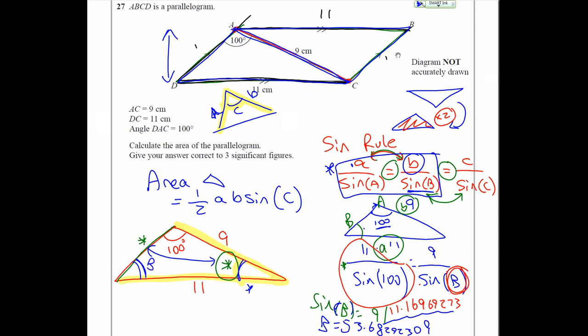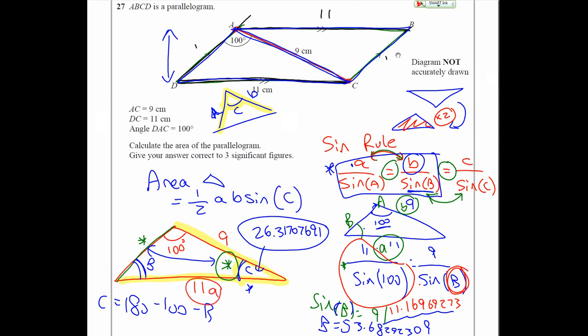We actually want this angle here. So what we can do is we can just say C equals 180 minus 100 minus B. So this angle is 26.31707691. I'm keeping this stored in my calculator. Now we put these numbers into the formula. Doesn't matter which way around A and B are. This might as well be A. This might as well be B.